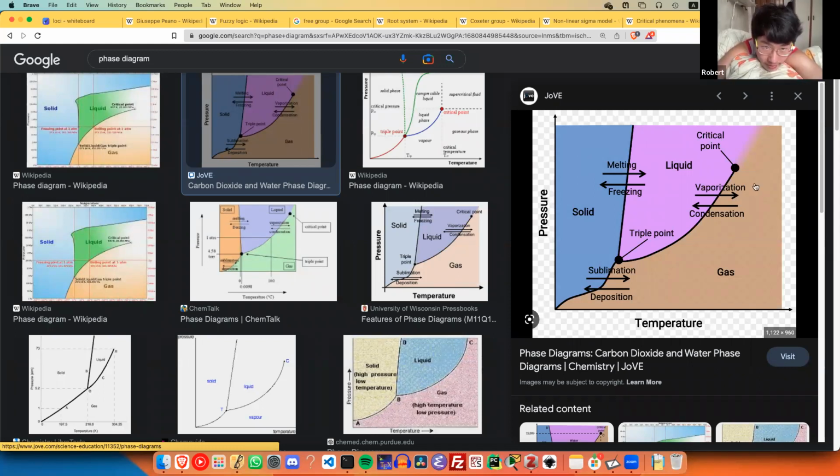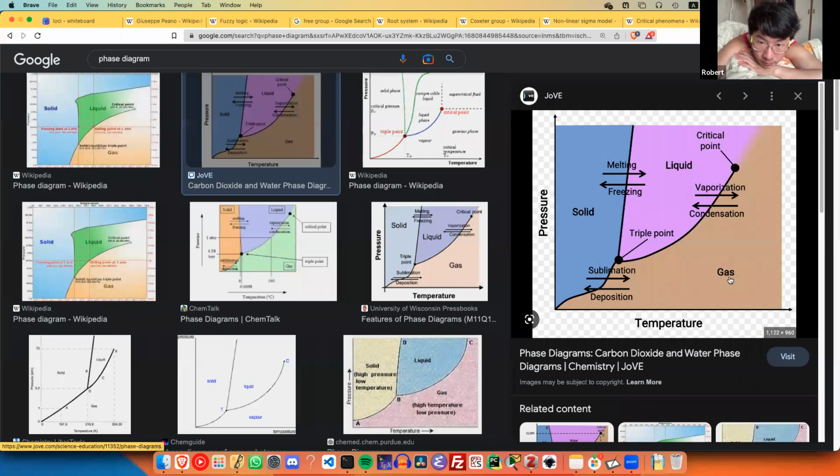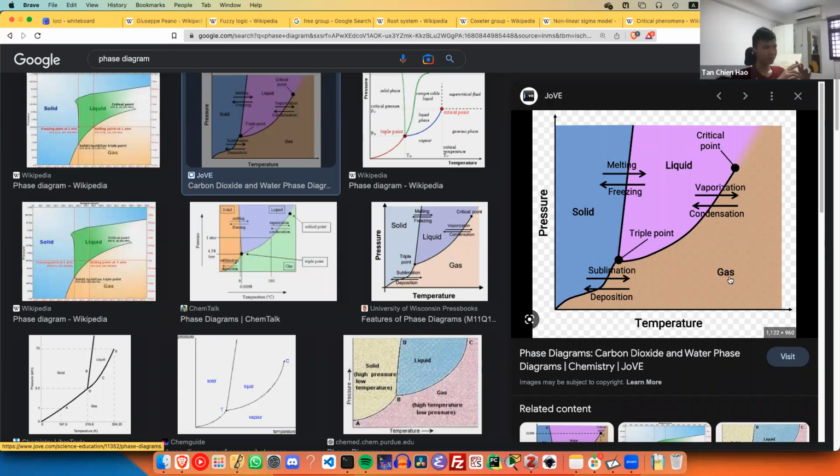So this thing's at 0, right? What do these boundaries, these black boundaries here, represent? I'm highlighting in blue. They usually represent points where, let's say a liquid is just trying to boil.